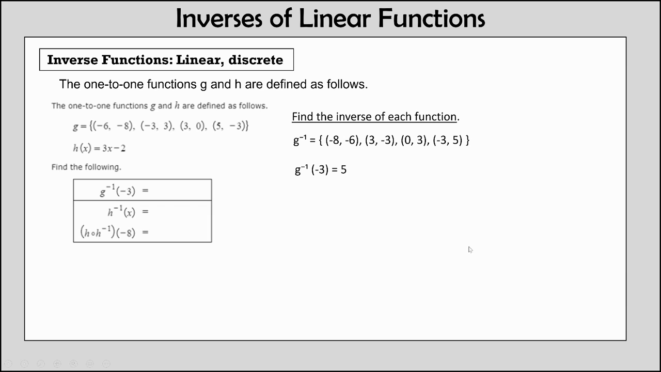So go to the -3 input. -3 is an input. I get 5 as an output. So 5. Easy enough.